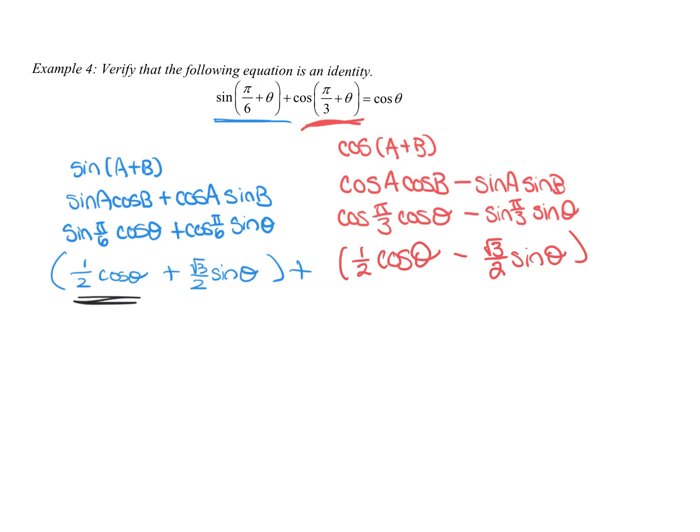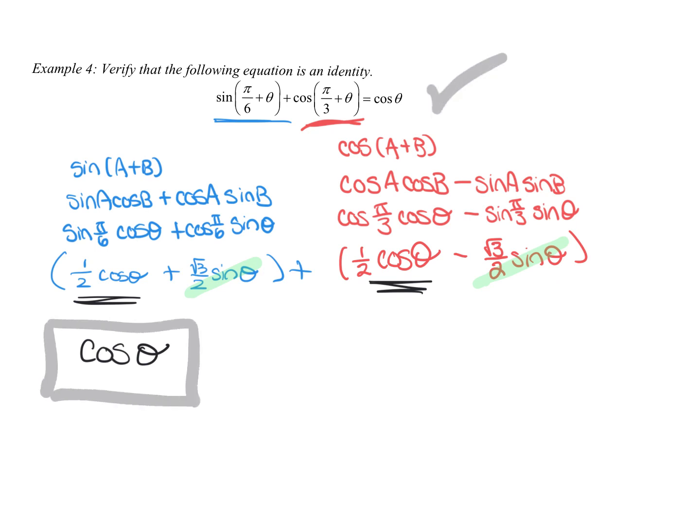So this piece right here, a half a cosine theta plus a half a cosine theta, is a whole, one whole cosine theta. And then this root 3 over 2 sine theta cancels out with negative root 3 over 2 sine theta. They undo each other. Well, look, I was left with cosine of theta, which is what I was trying to verify. You did it.